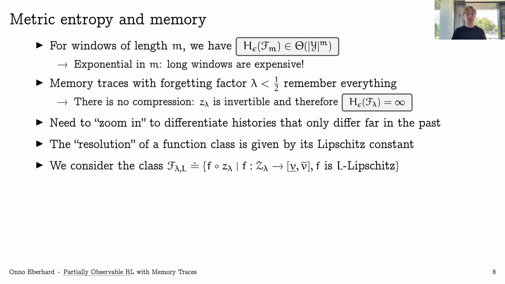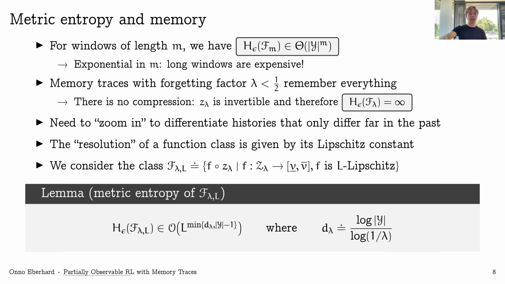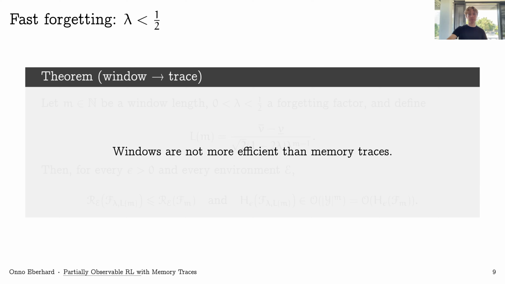We consider this function class that is the same as before, but now with a constrained Lipschitz constant. And for this class, we can again derive upper bounds on the metric entropy. These bounds on the metric entropy allow us to compare the efficiency of learning with two different function classes. So specifically, if two function classes both attain the same minimum return error, but one of the classes has a lower metric entropy than the other, then we can say that learning is more efficient with this function class. And this brings us to our main results.